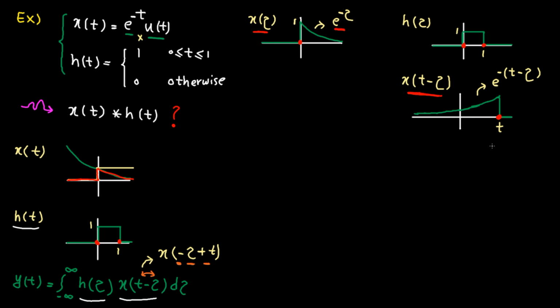Step number 3. Compare the critical points and find scenarios. The first scenario is already plotted here when this critical point is greater than this critical point, i.e. when t is greater than 1.